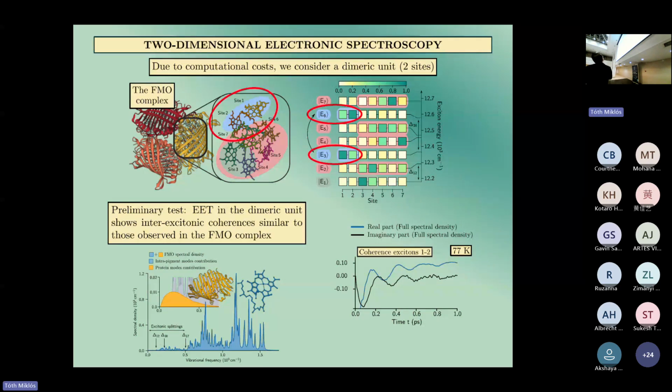So we wanted to see what happens by considering this type of environment. In particular, we consider a dimeric unit that is similar to the quasi-dimeric unit that appears in the FMO. Even if we consider only these two pigments and compute energy transfer dynamics, we see similar features: this high frequency component with a lifetime on the picosecond timescale. And then we wanted to see what happens in two-dimensional spectroscopy.